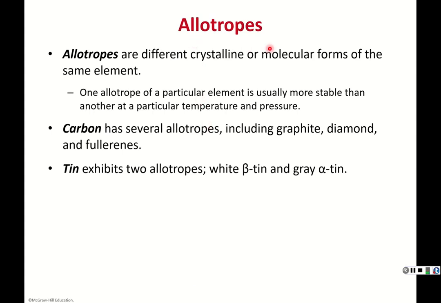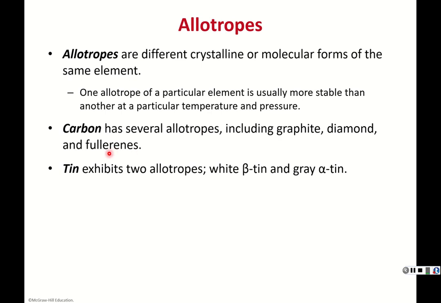We're going to introduce a term, and this is specifically going to be used in this class for the examples of carbon, but this term exists for other elements. It's called allotropes. Allotropes are different crystalline or molecular forms of the same element. So it's an element that can exist in multiple forms, and we'll explain that here in a second. One allotrope of a particular element is usually more stable than another at a particular temperature and pressure.